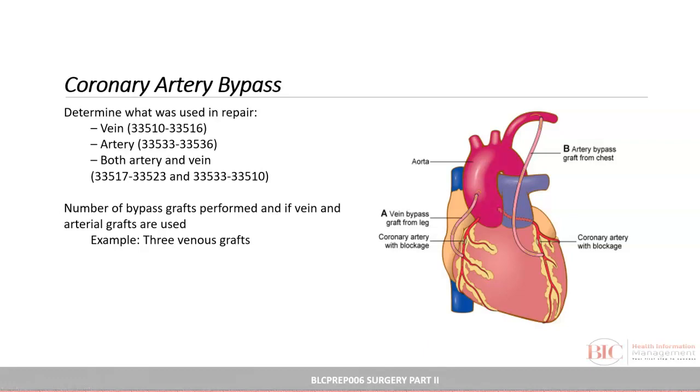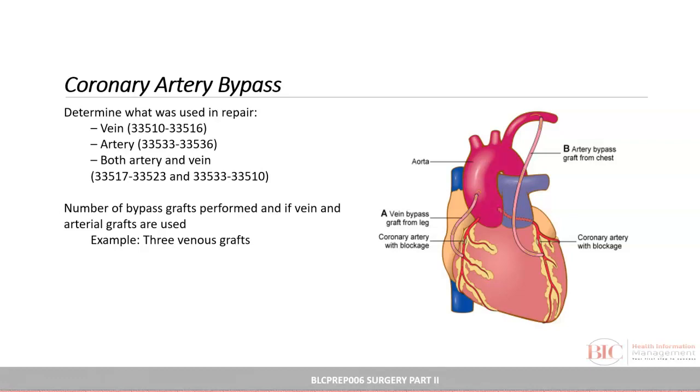So when they're doing a CABG, you have to determine what was used to repair it. Was it the vein? If it was a vein, your range of codes are going to be 33510 to 16. Was it the artery only? 33533 to 36. Or both the artery and the vein, which your range of codes could be 33517 to 523 and 33533 to 536. The number of bypass grafts performed, and if vein and arterial grafts are used.